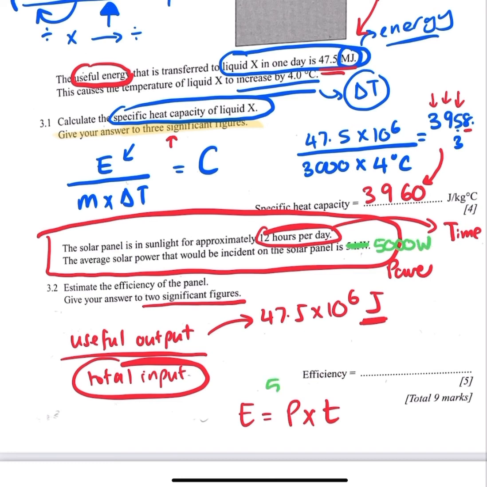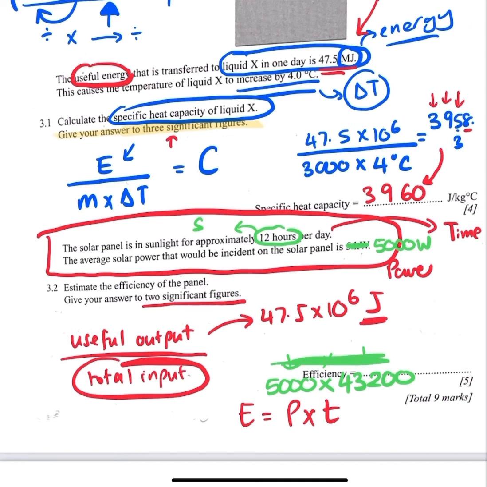Okay, so energy is 5,000 times, we can't do 12 hours because the SI unit for time is seconds. So you do 12 hours times 60 to convert it into minutes, times 60 again to convert it into seconds. So that should give us 43,200 seconds. To work out energy, we do power times time.